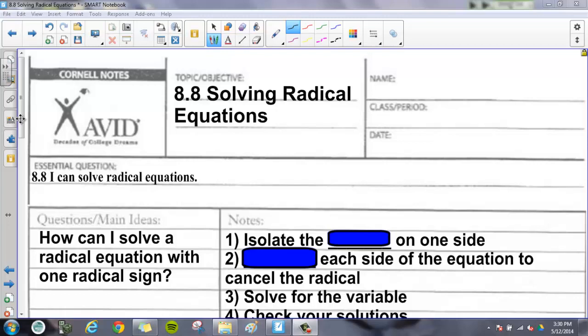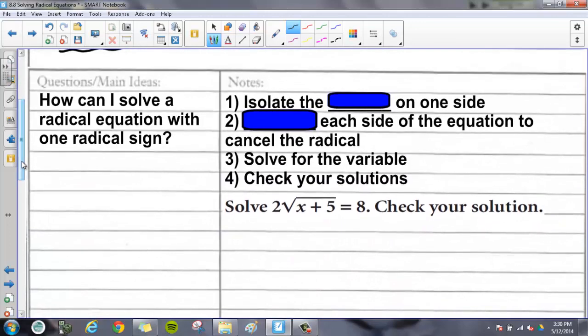Okay, we are going to be learning about solving radical equations right here. Your goal is to be able to see all these different ways that radical equations can appear and figure out methods for solving them. That's your goal by the end of this lesson. So let's start off with a basic one right here.